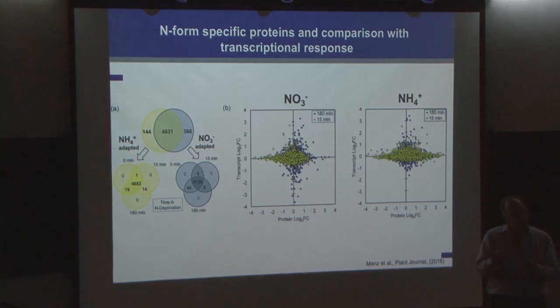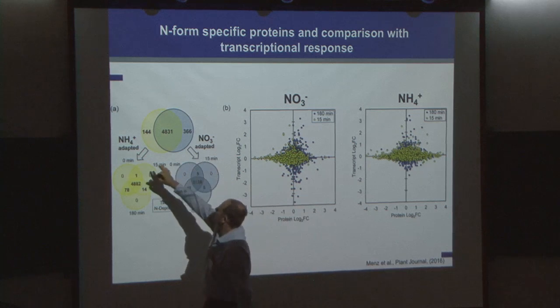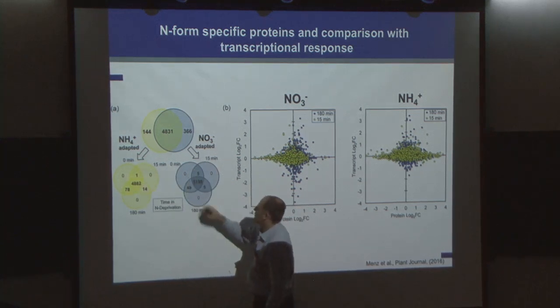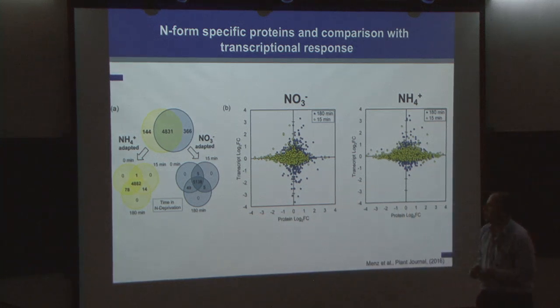Transcripts are more similar to each other. Proteins can be negatively charged, positively charged, or hydrophobic, so the chemical properties of proteins are a little bit more complicated to detect. Anyhow, we have these nitrate adapted and ammonium adapted conditions. Most proteins are always found. Some are only found in certain conditions or in two of the conditions.